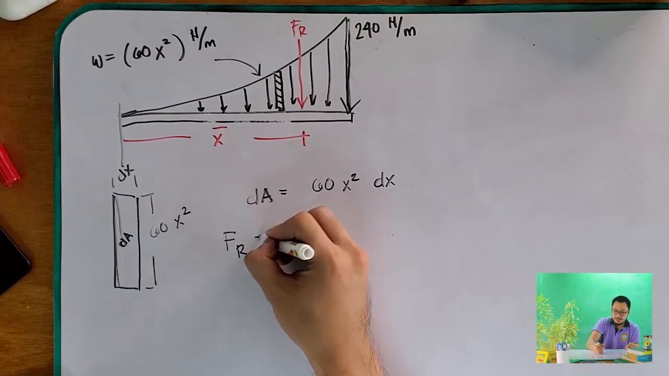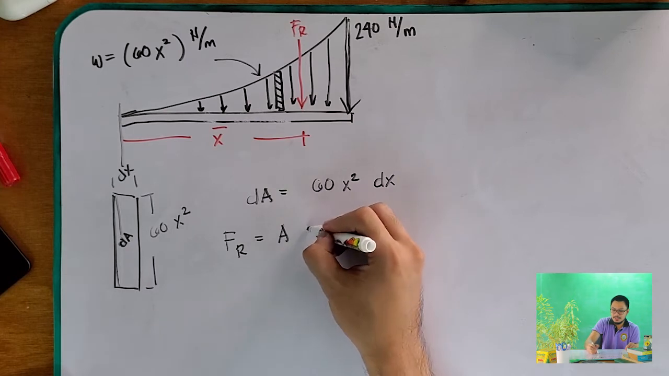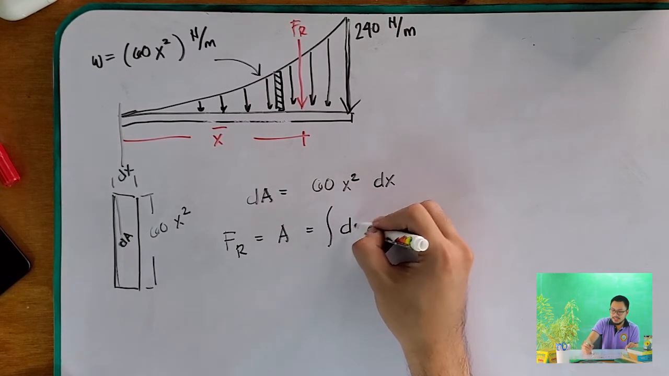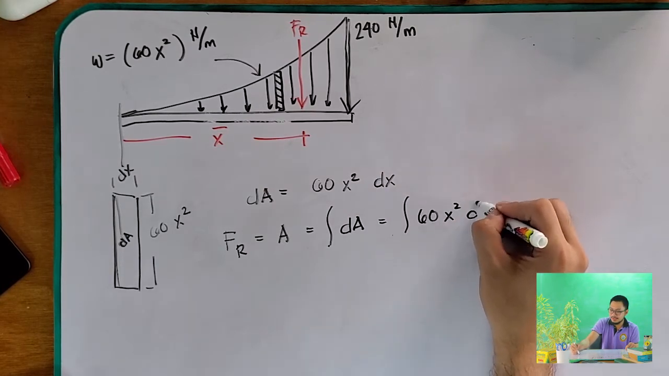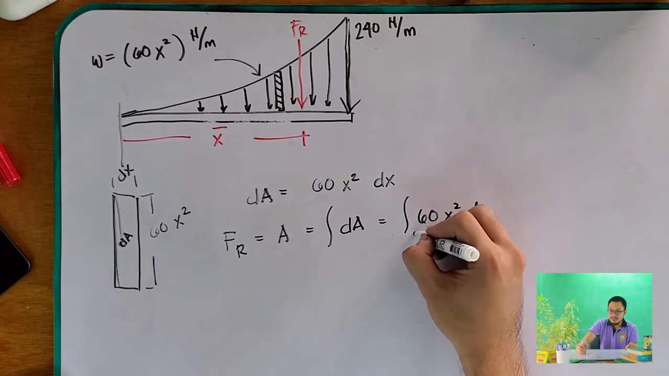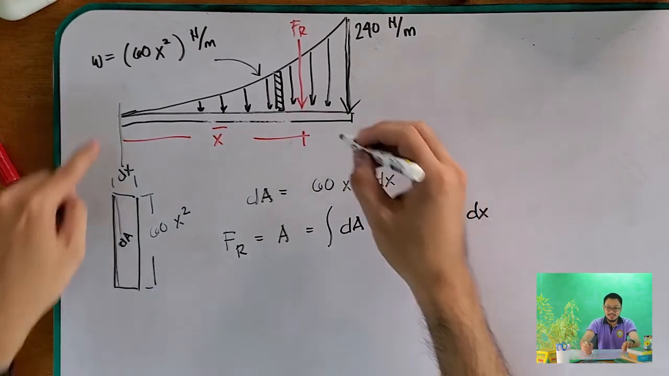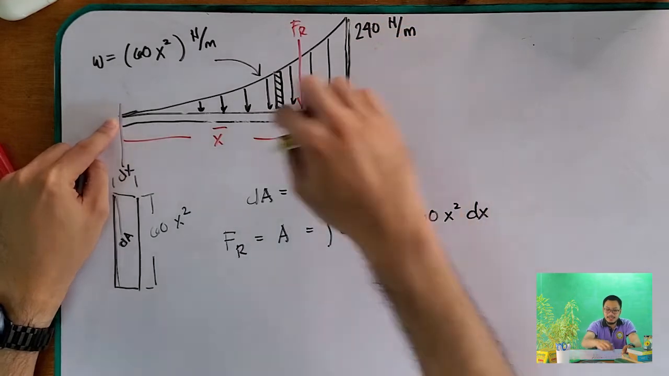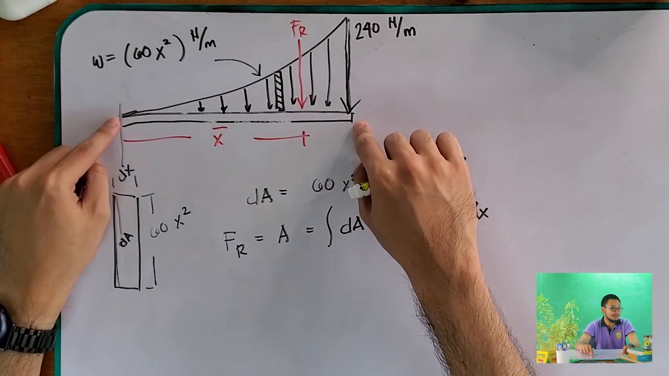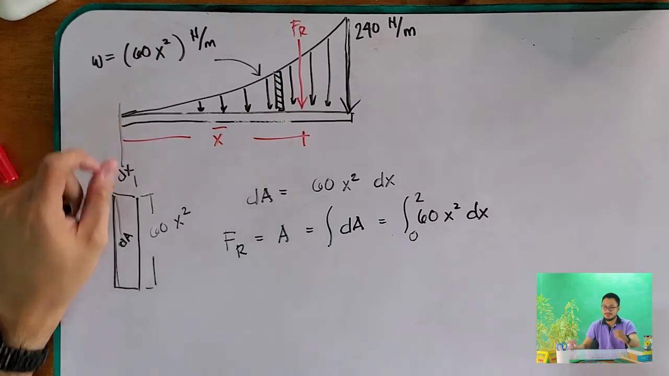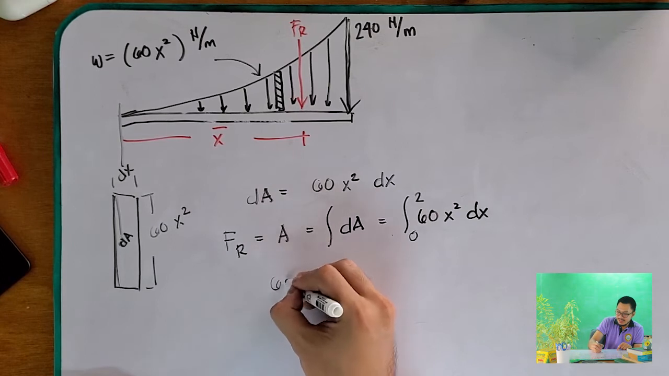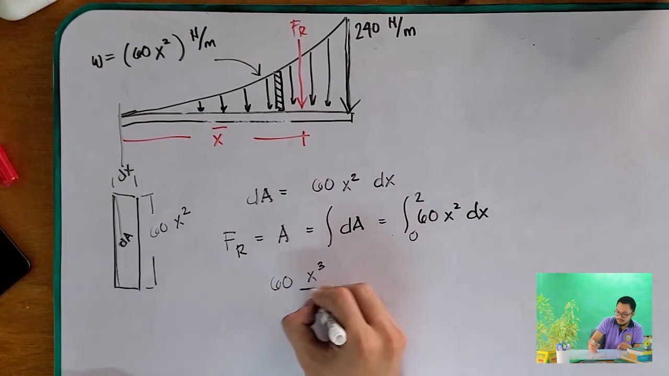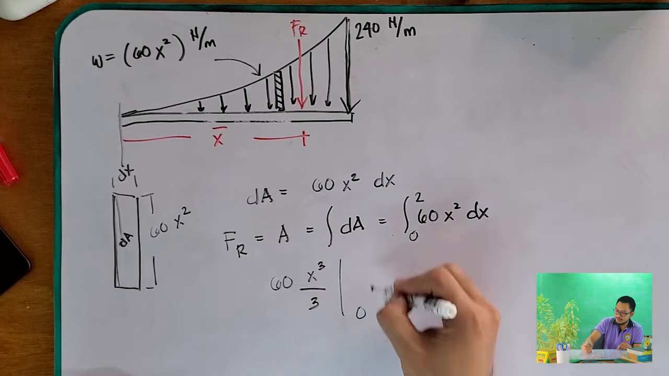And we learned that your FR is equal to the area, which is equal to the integral of dA, equal to the integral of 60x squared dx. And this is from 0 to the length of this beam. Okay? It acts throughout the length of the beam, and your length is 2 meters. So what do we get when we integrate this? First, 60x cubed over 3. And then, this is from 0 to 2.